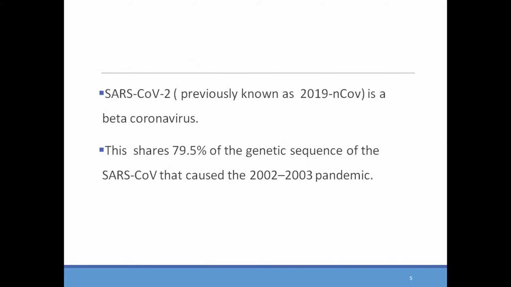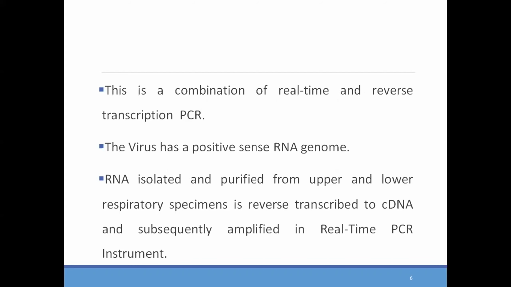And SARS-CoV-2, or SARS coronavirus 2, belongs to the beta coronaviruses, and it shares about 79.5% similarity to SARS coronavirus 1, which caused the SARS pandemic in the 2002-2003 period. So it is somewhat genetically similar to SARS coronavirus 1.